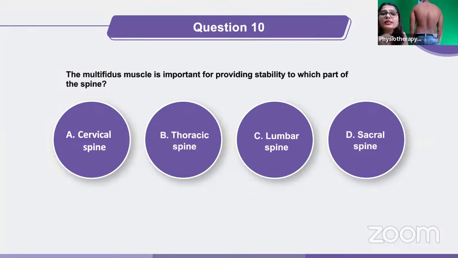Last question. The multifidus muscle is important for providing stability to which part of the spine? This is a very important question. I haven't discussed this. I will discuss. Multifidus is important for providing stability to which part of the spine? Cervical spine, thoracic spine, lumbar spine, or sacral spine? See, in low back patients, we also give them multifidus strengthening exercises. So think carefully which part we are giving strengthening exercises.